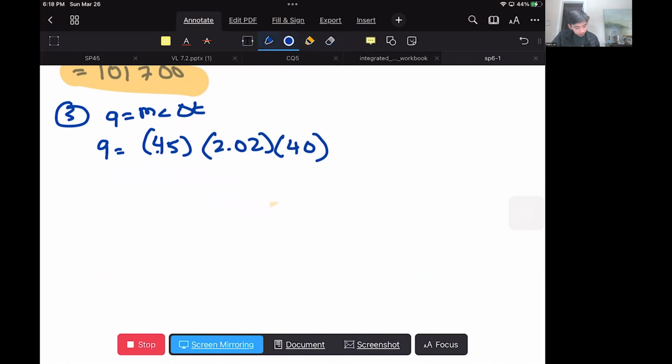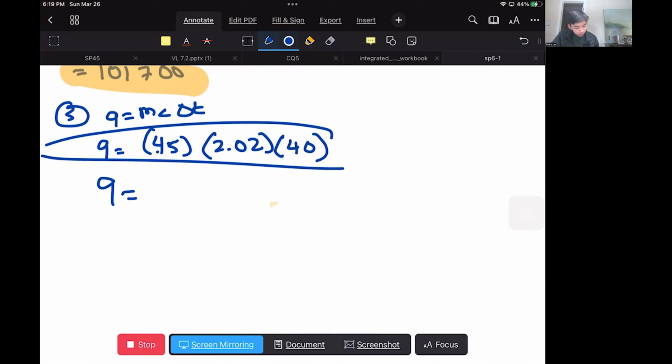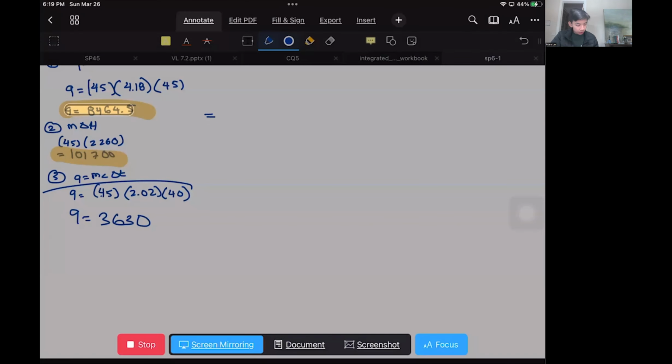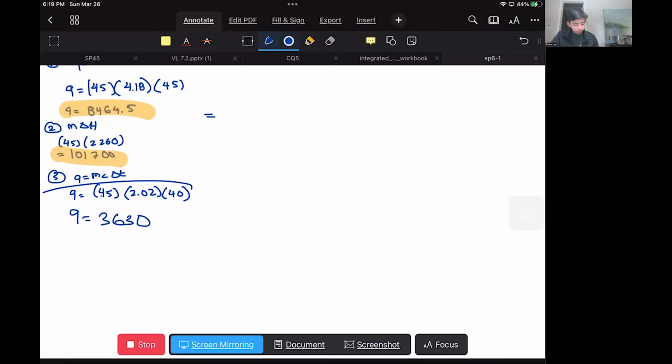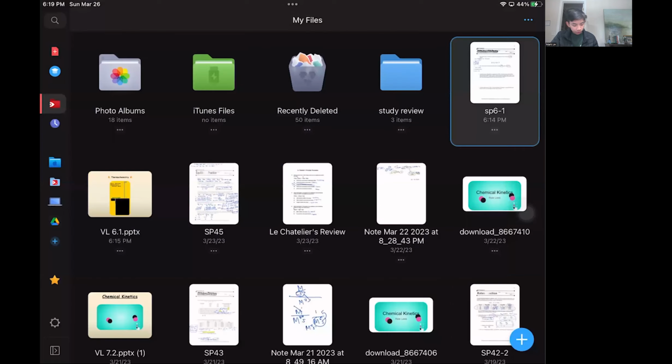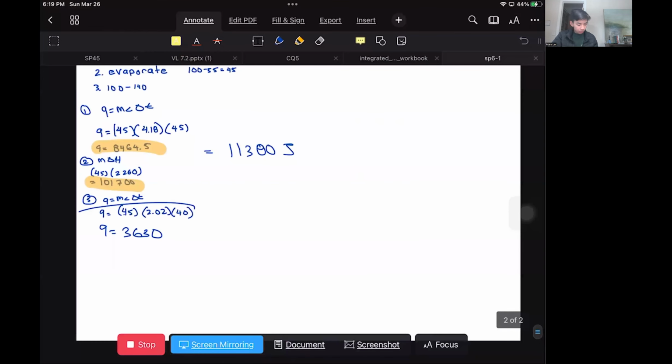Okay. You multiply all this out, right? This part, you should get 3,630. And then finally, when you add up all these values, you're going to get 113,800 joules. Cool. The next one.